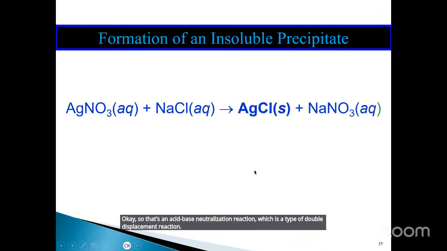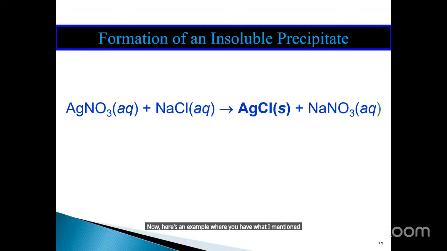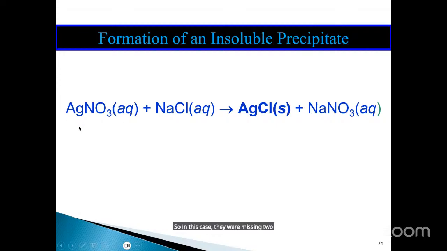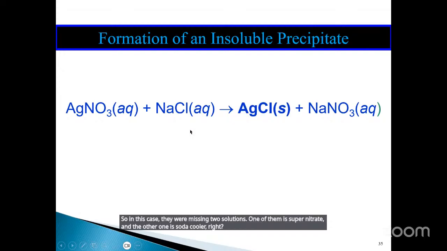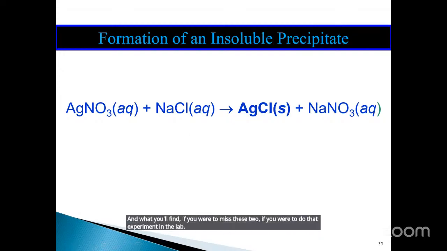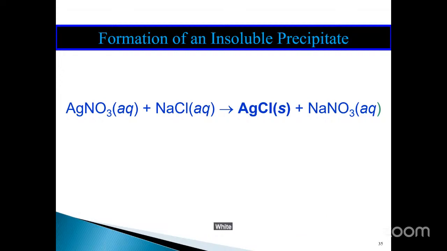Now, here's an example where you have what I mentioned before, the formation of a precipitate. A precipitate is a solid that is formed, as I said before, when you mix two solutions together. So in this case, you are mixing two solutions. One of them is silver nitrate, and the other one is sodium chloride, right? And what you'll find if you were to do that experiment in the lab is that you're going to see a solid white precipitate being formed, right? And that white precipitate is silver chloride, and the other byproduct is sodium nitrate, which remains in solution, right?